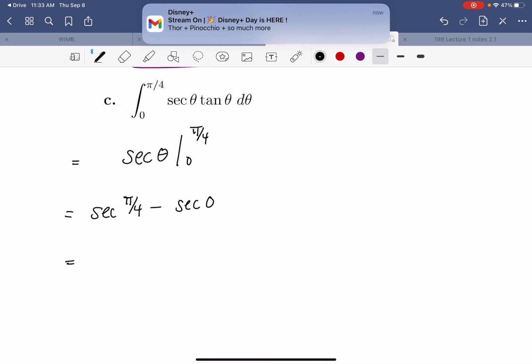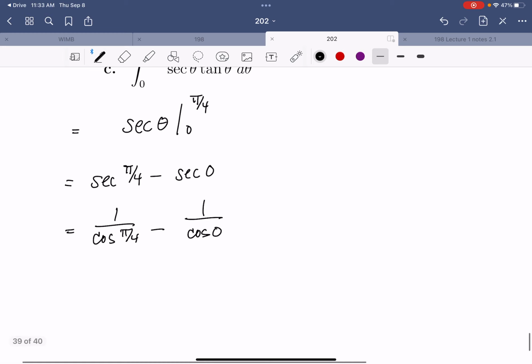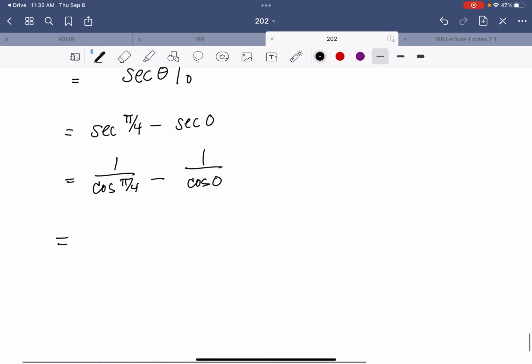And let's see, secant is 1 over cosine. So this is 1 over the cosine of pi over 4 minus 1 over the cosine of 0. And we know the cosine of 0 is 1, so the second term becomes 1. And the cosine of pi over 4 is root 2 over 2.